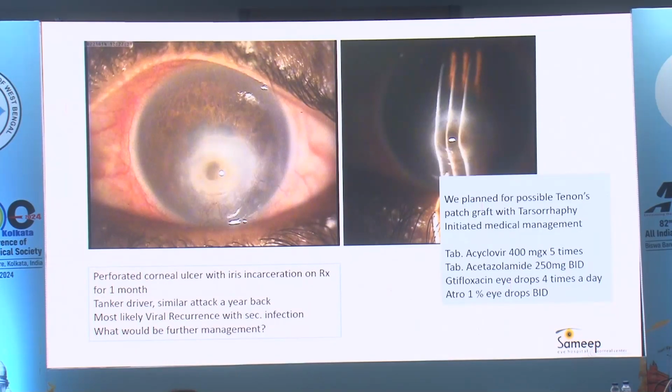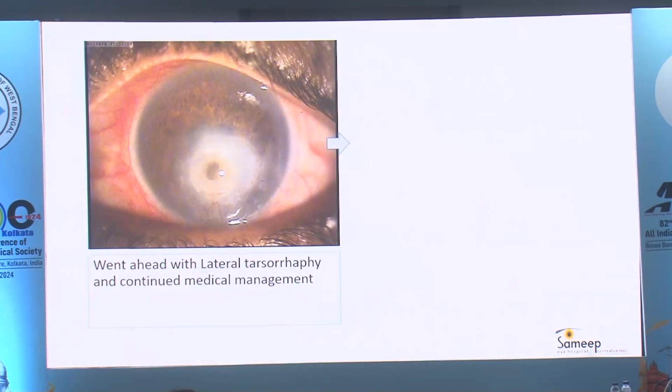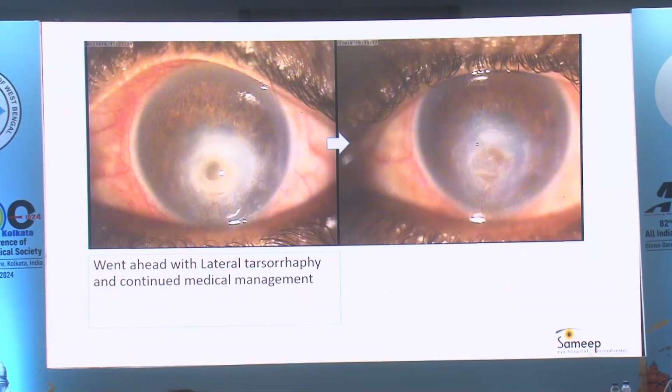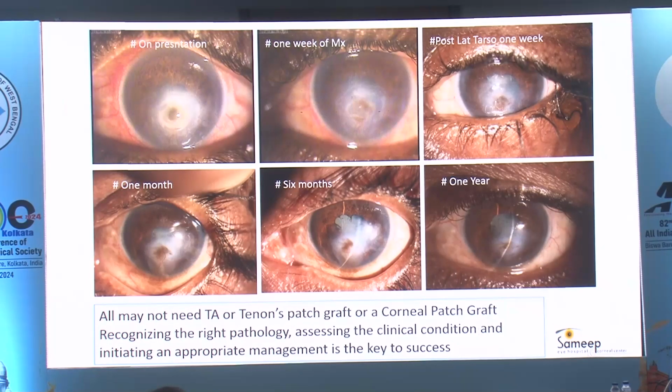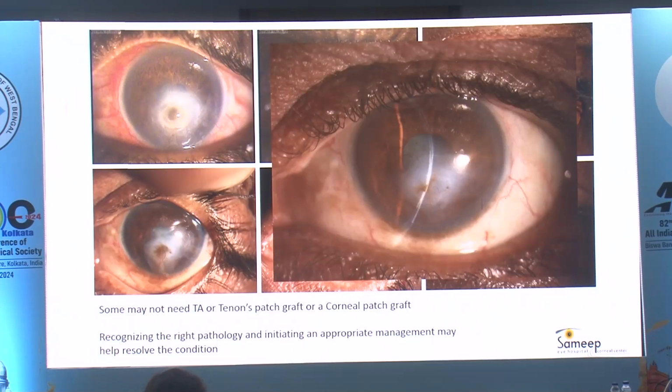Systemic and topical antivirals and antibacterials were given to cover the management part. And you see that in the follow-up, the area is showing clearance and the vessels are running in, the area started showing healing, and this is how it started healing. So only a tarsorrhaphy also many a time can help in taking care of such ulcers. It's not necessary that every time we have to use a tissue adhesive or a Tenon's patch graft. Sometimes if this kind of presentation is there, even a tarsorrhaphy can help in healing these areas.